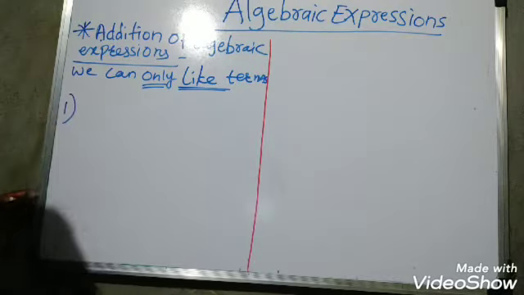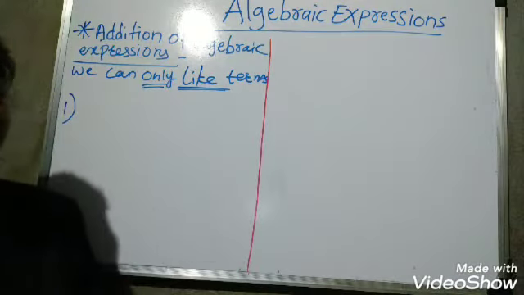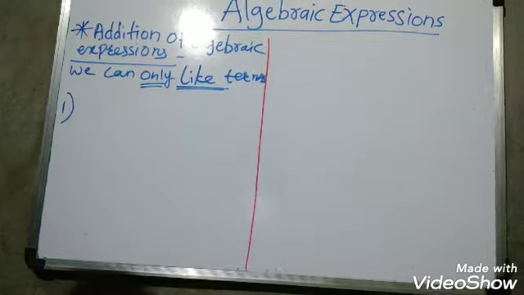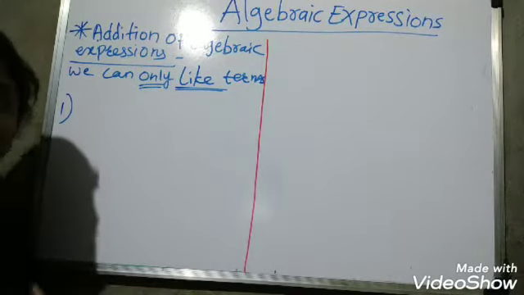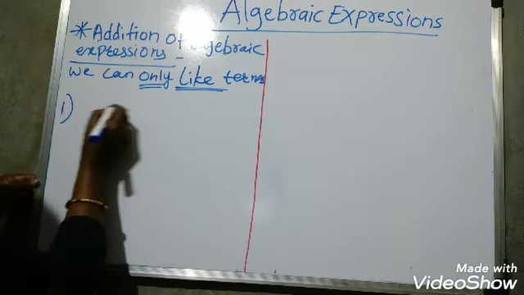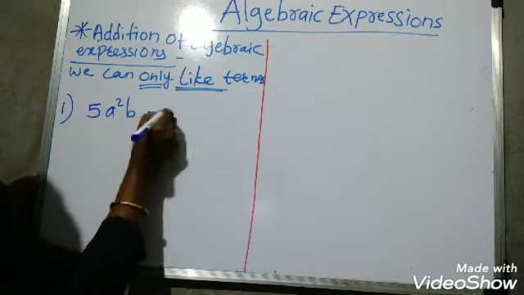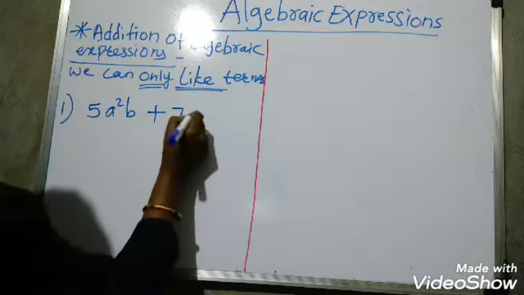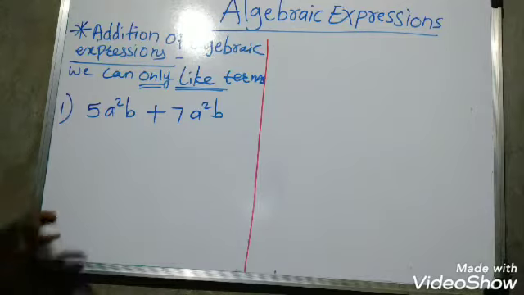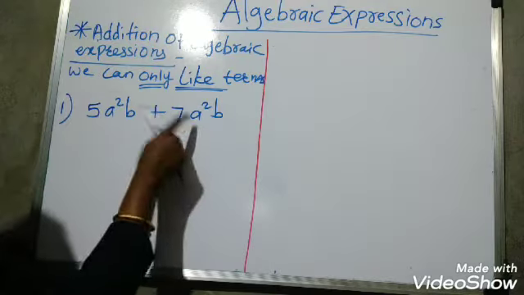Now see, like terms. Yesterday we learned that like terms means expressions having the same variable with the same exponent, meaning their power is also the same. Then they are like terms. Now we will take the first example: 5a square b plus 7a square b. First I will add only monomials. A small example first, then we will move towards a big example.